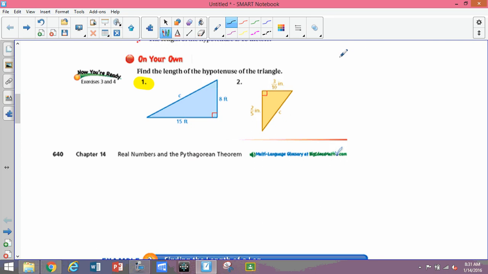Okay, so for this first problem, number 1, I am going to do this with my little pen here. You start with your formula, A squared plus B squared equals C squared, okay? Then you're going to plunk in the values that you know. Again, you have an 8 and a 15. Where they go really does not matter, okay? I'm going to make my 15 my A, and I'm going to make my 8 my B.